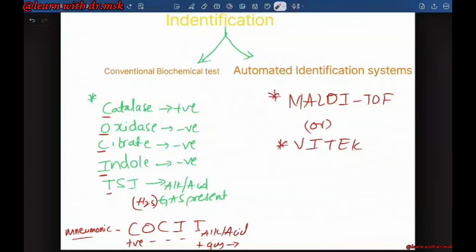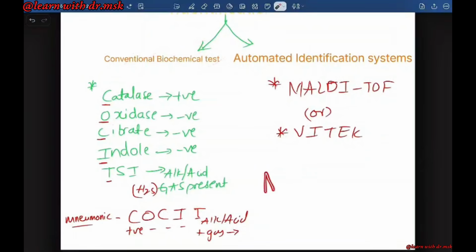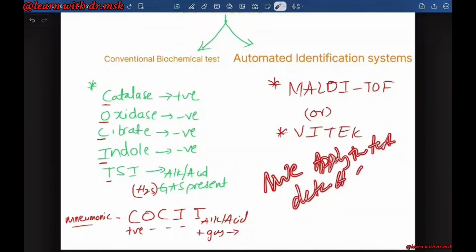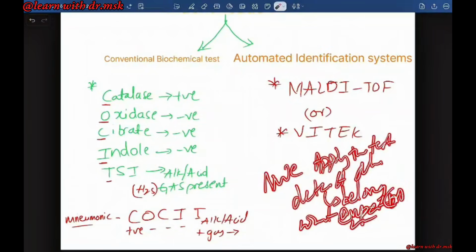Sir, I can use a conventional biochemical method or an automated method. These are the automated identification systems. If you give the sample to this instrument or machine, it can detect whether it is Salmonella typhi or Salmonella paratyphi. We can detect the organism directly. In conventional biochemicals, we apply the tests to detect whether the organism belongs to what we expect or not.